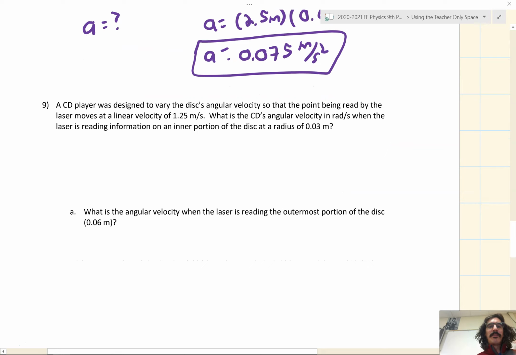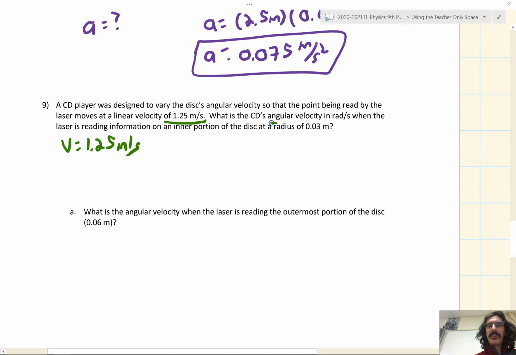Number 9, a CD player was designed. I'm not sure if you know what CD players are nowadays. A CD player was designed to vary the disk's angular velocity so that the point being read by the laser moves at a linear velocity of 1.25 meters per second. So v is 1.25 meters per second.